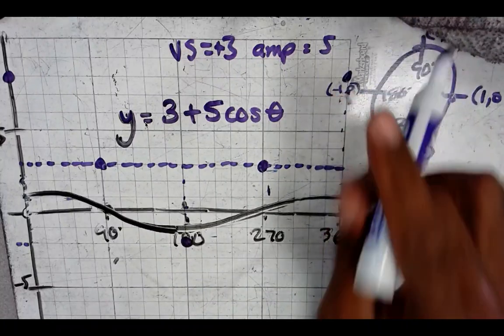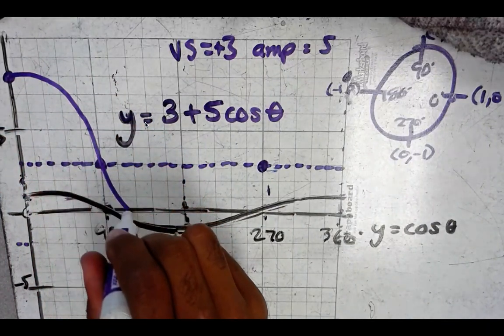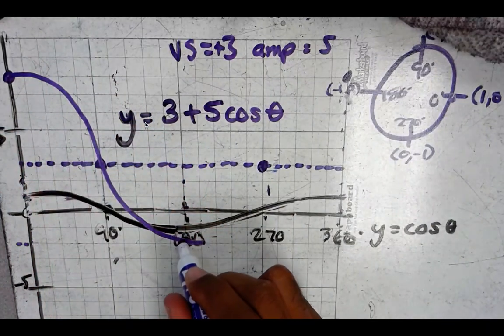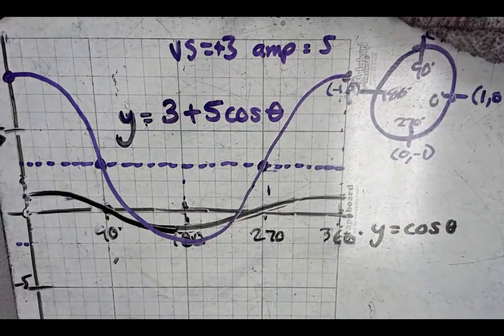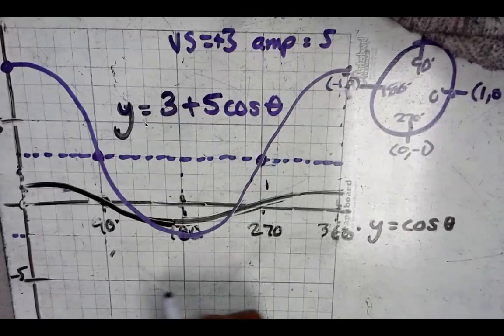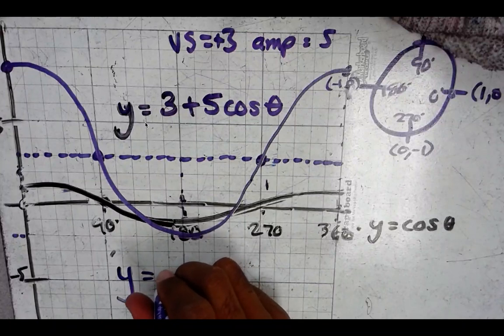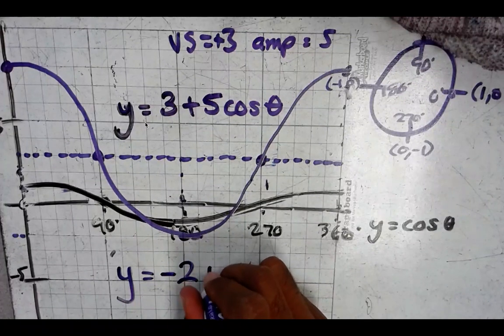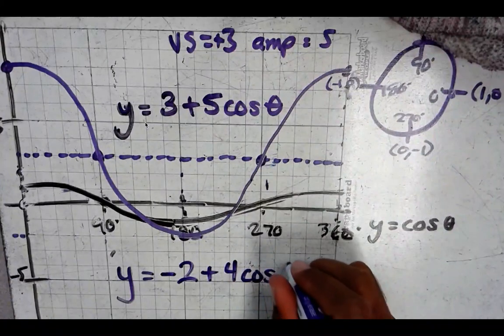Sorry, right there. All right, so it's kind of a little peak, the curve comes down, bottoms out here, comes back up through 270, and then starts over at 360 again. Okay? All right, so the one that you guys are going to graph is going to be -2 plus 4 times cosine of theta.